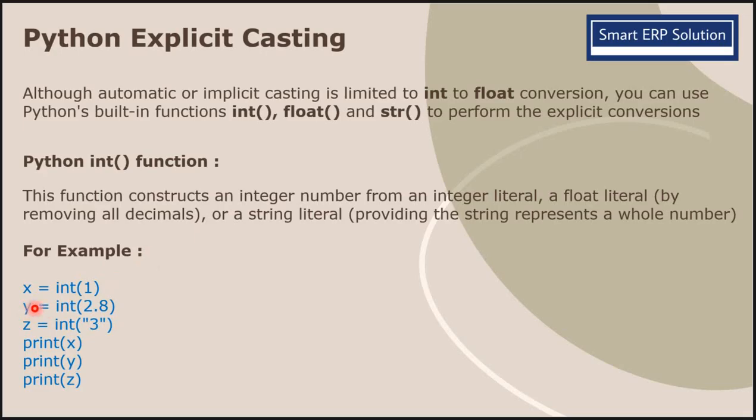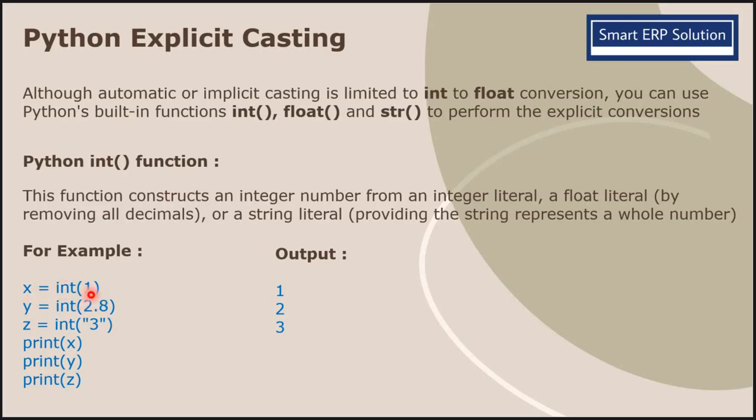For example, X is equal to int(1), Y equals int(2.8), Z equals int("3") within inverted commas. If we write print X, print Y and print Z, then if we run this program, we will get the output as 1, 2, 3. For X, it will be 1, for Y it will be 2, and for Z it will be 3.